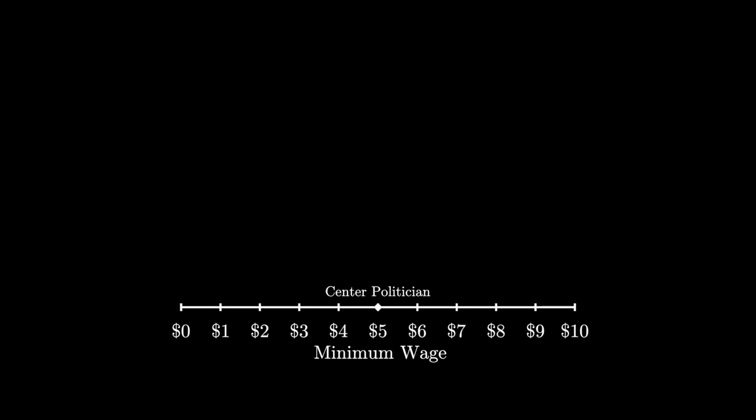We want a way to account for this politician's preferences over every possible minimum wage, so we can compare different policies from their perspective. We'll do this by creating a utility function for them. A utility function is a function that takes a policy as an input, in this case a minimum wage, and outputs the utility a politician derives from that policy. We borrow this term utility from economics, and it means something like satisfaction, happiness, or general goodness.